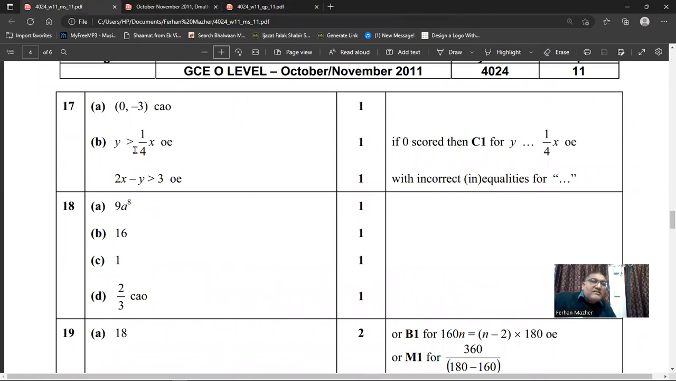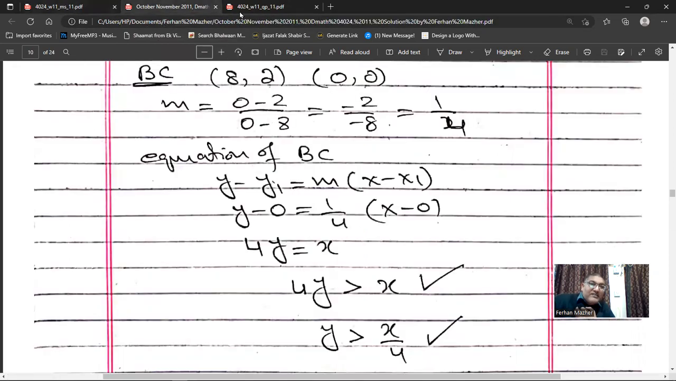Y is more than x by 4. So our answer is right. This is the other inequality. So that's question number 17.